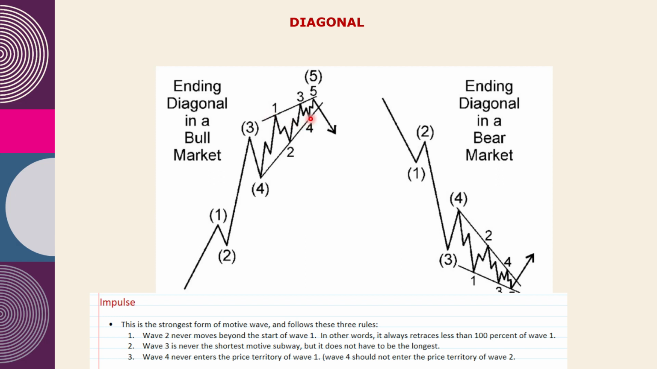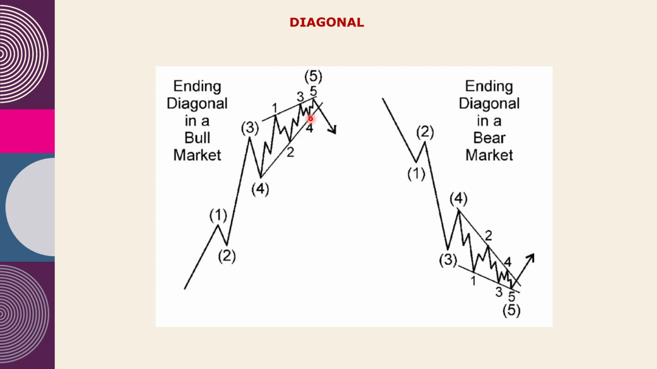A diagonal is typically contracting, but on rare occasions expanding, like a wedge. Diagonal is like a wedge formation, wedge pattern formation. In the contracting variety, wave 3 is shorter than wave 1, wave 5 is shorter than wave 3 and wave 4 is shorter than wave 2. In the expanding variety, wave 3 is longer than wave 1, wave 5 is longer than wave 3 and wave 4 is longer than wave 2.